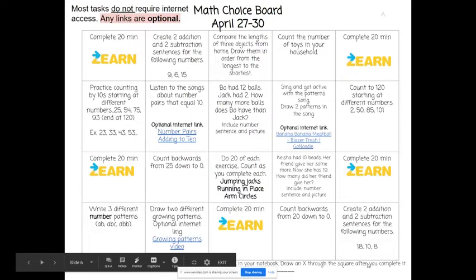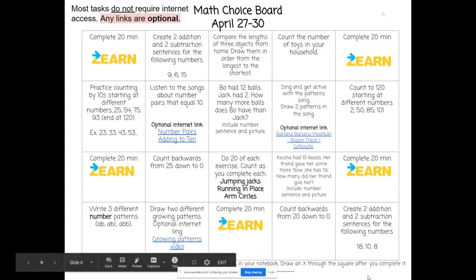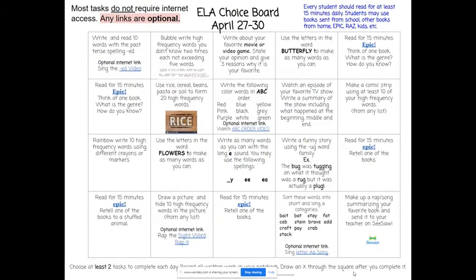This is the math choice board for the week of April 27th. It works the same as the one for the week of the 20th. Choose 2 per day, up to 4 per day because there are 20, and then put an X on the ones that your student has completed. And you would sign the bottom, put your student's name down here with your name, and this is what would be submitted. The work would stay in the notebook.